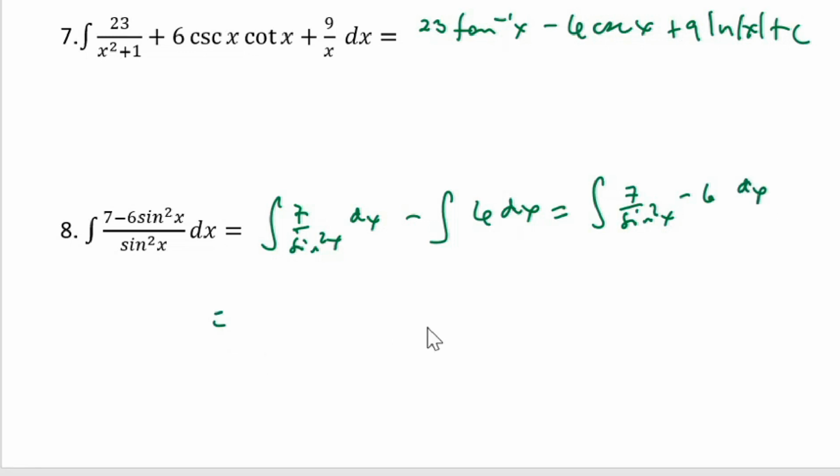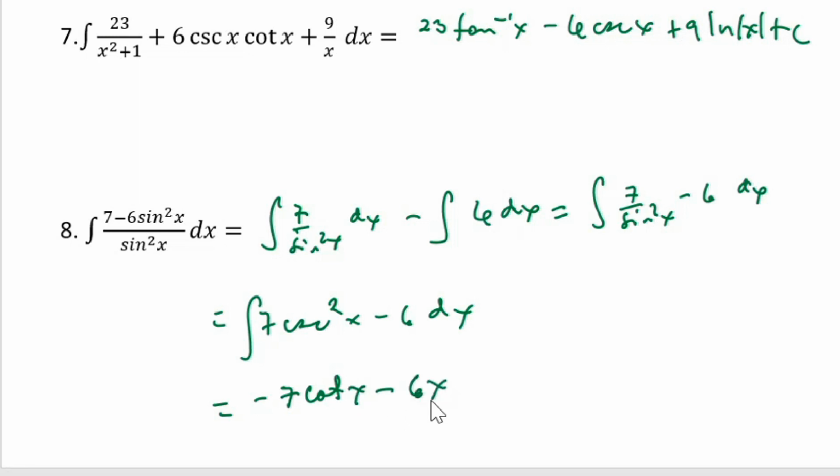So the integral of 7 over sine squared x minus 6 dx can be written as the integral of 7 cosecant squared x minus 6 dx. Now let's take the integration of 7 cosecant squared x. It will give us negative 7 of cotangent x minus 6x plus a constant.